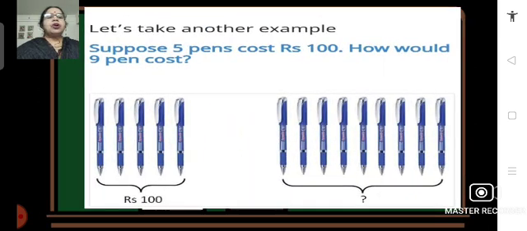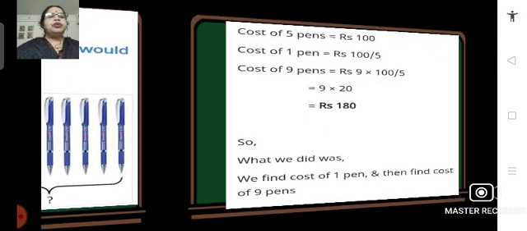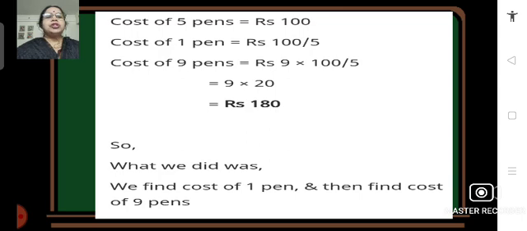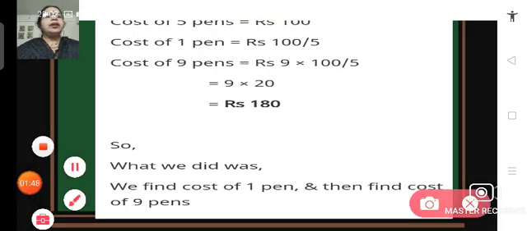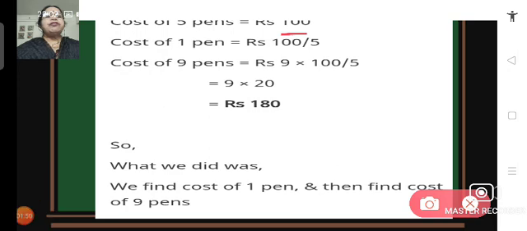Suppose 5 pens cost rupees 100. So how much would 9 pens cost? Again what we do? We find the cost of 1 pen and then we find the cost of 9 pens. So cost of 5 pens is given, rupees 100. So cost of 1 pen will be rupees 100 upon 5. And 100 upon 5 becomes 20, isn't it?